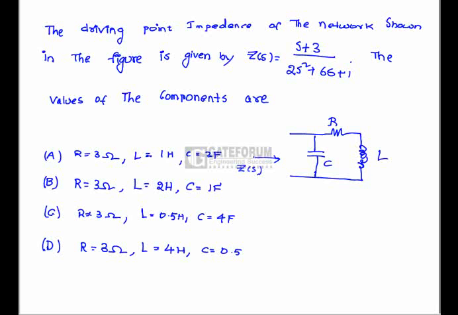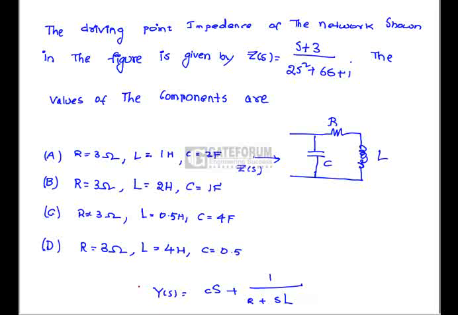The question is: the driving point impedance of the network shown in the figure is given by Z of S equals S plus 3 by 2S square plus 6S plus 1. The values of the components are: the admittance function for the network can be written as Y of S equals CS plus 1 by R plus SL.